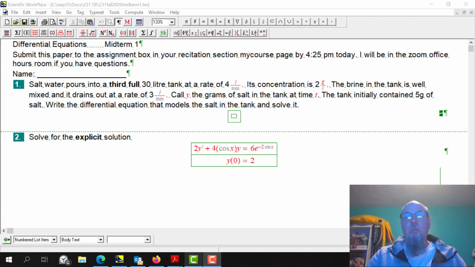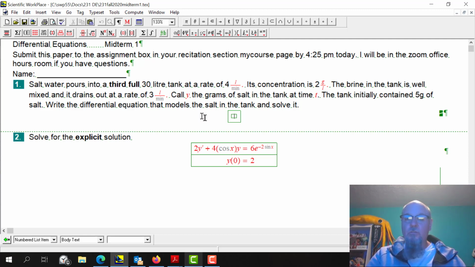Okay, so let's go over the midterm. First question, as promised, a tank question. It says here that the salt water is flowing in at 4 liters per minute and out at 3 liters per minute. So the volume is not constant. The volume, in fact, goes up 1 liter every minute.